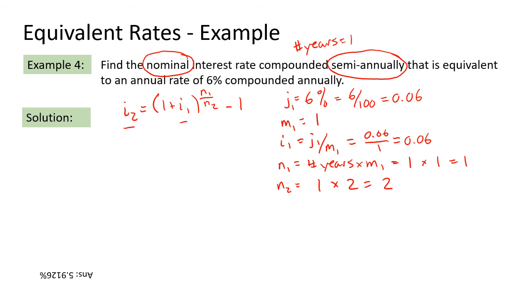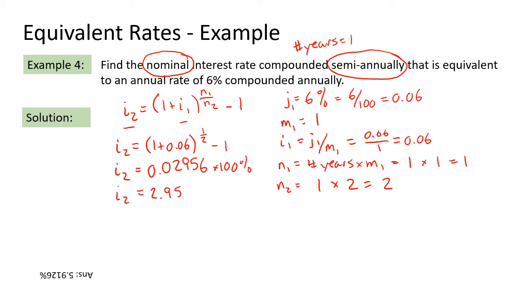If we substitute all of these values in now, I2 is equal to (1 plus 0.06) to the exponent 1 over 2, minus 1. If you substitute all those values in and solve, you get a periodic interest rate for the second scenario of 0.02956. Remember, you have to convert this to a percentage by multiplying by 100%. So your periodic interest rate is 2.956%.